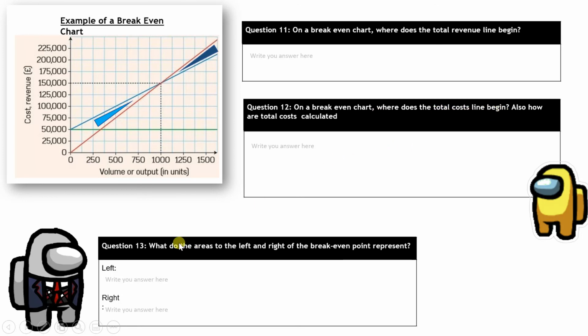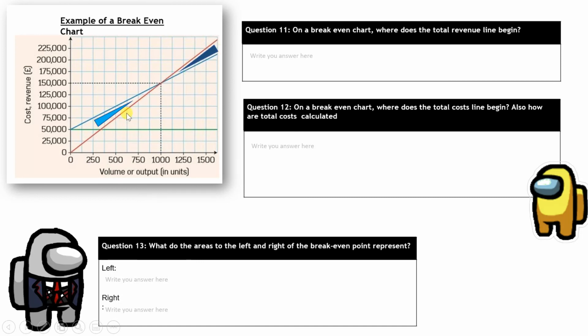Question 13, the last question for this lesson. What do the areas to the left and right of the break-even point represent? So cast your eyes on the break-even chart. To make life easier, for this lesson, I've actually put in some skinny blue triangles. We're talking about those sections. We're talking about the one on the left and the one on the right. Your job is to actually describe what each of those areas mean.